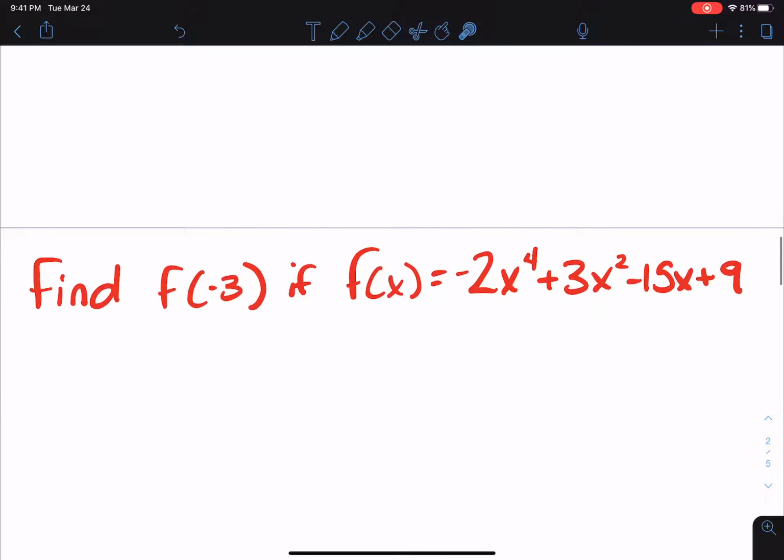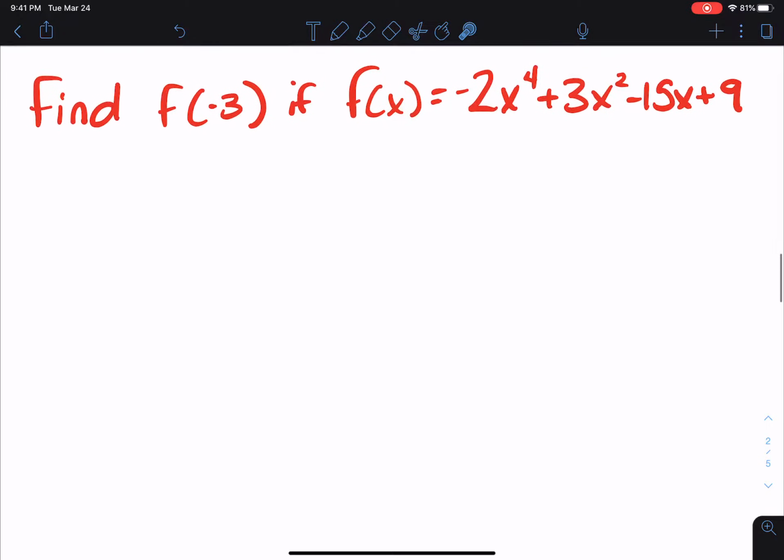Let's try another one. Find f of negative 3 if f of x equals, oh my gosh, look at this one. It's a lot more intense. We could plug it in. We can plug it in to check. If you want to plug it in to check and make sure that we're right, you go for it. But I'm going to do this using synthetic substitution and see if it's a little quicker.